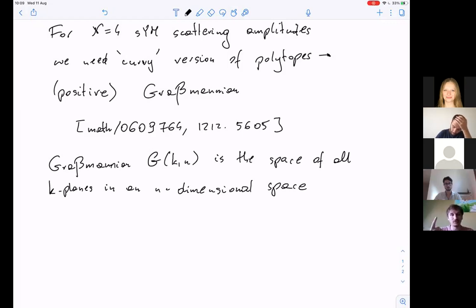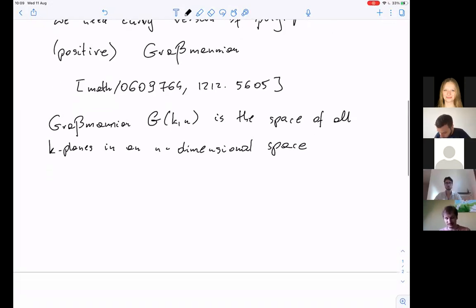If you take one planes in n-dimensional space, so you take a collection of lines, that defines for you what a projective space is. So the Grassmannian is a natural generalization of that. Instead of one planes, if you take K planes, then you get a Grassmannian. Okay, and the important thing is that we are talking now about K planes in n dimensions.